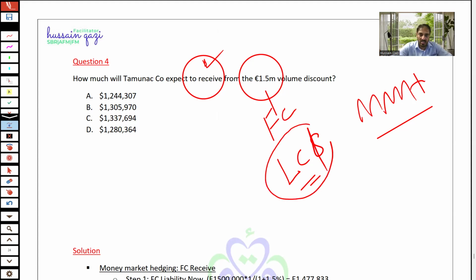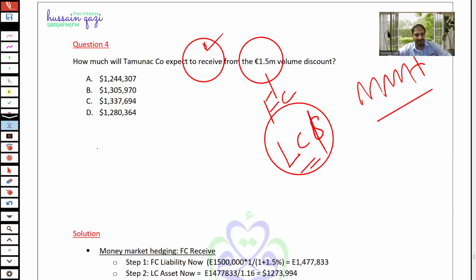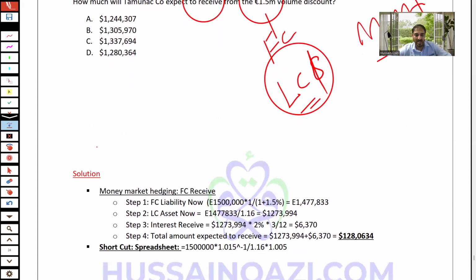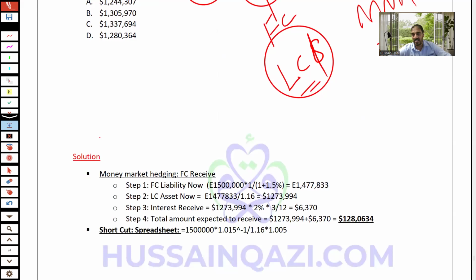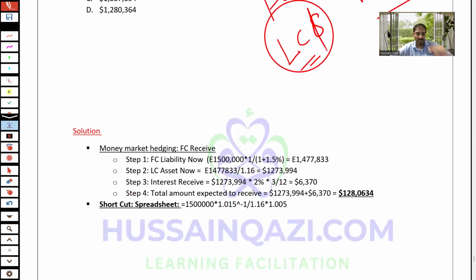Your answer must be in dollars. So very quickly apply the money market. These are the steps. Recall your knowledge. Step one, foreign currency liability.